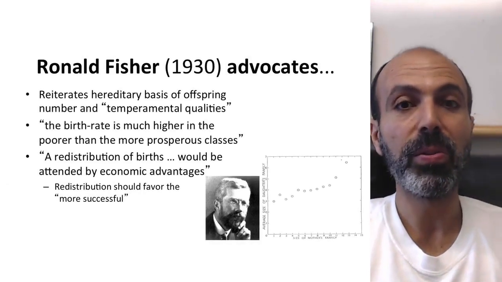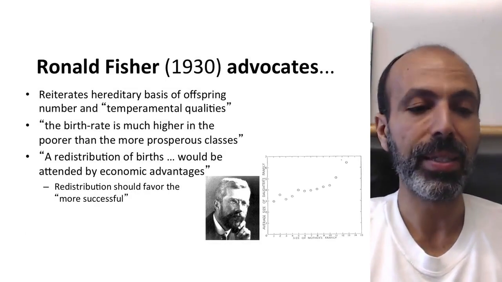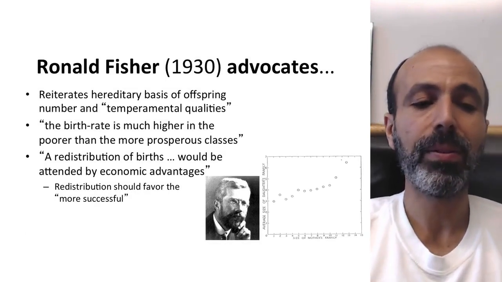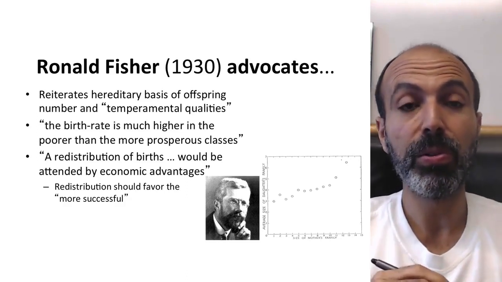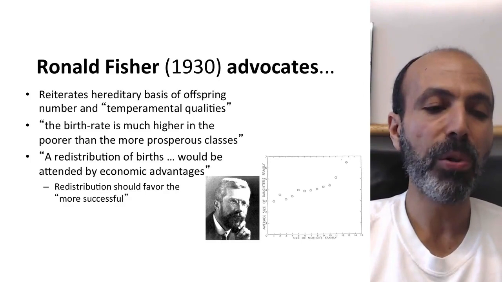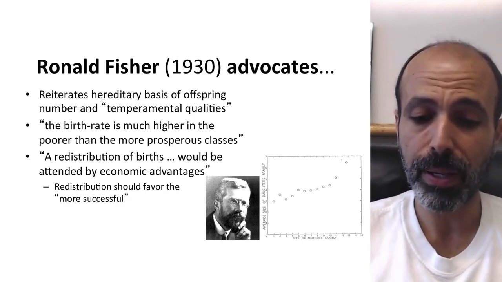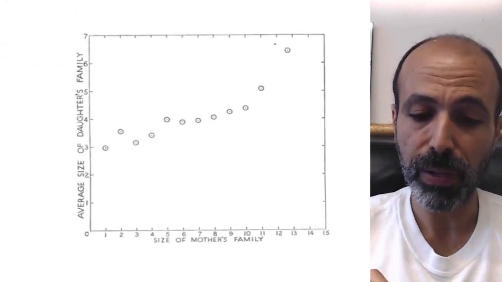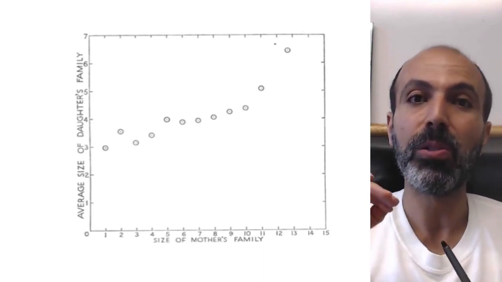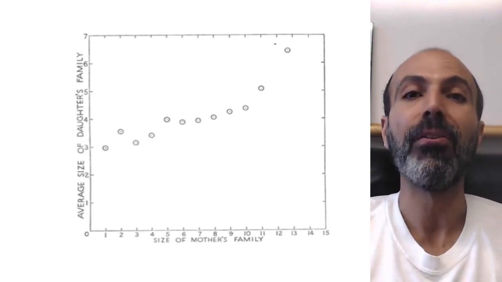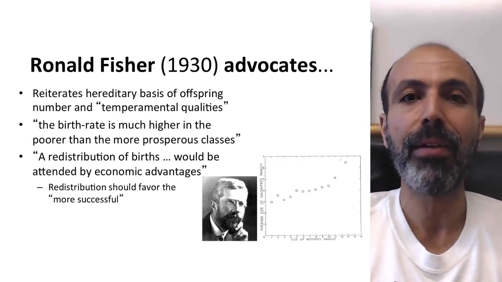And Ronald Fisher, who is a famous statistician and evolutionary biologist, advocated this. He reiterated this hereditary basis for offspring number and for temperamental qualities. Now, this is very similar to what Francis Galton was saying. And he pointed out the birth rate is much higher in the poorer than in the more prosperous classes. And I have there a picture showing the correlation of the size of mother's family on the x-axis with size of daughter's family on the y-axis, showing that, generally speaking, people who came from large families tend to have large families. And it tends to be, according to him, the poorer that have more kids.